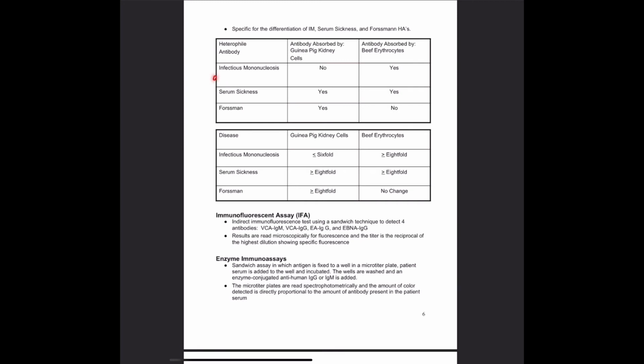So you guys need to study and memorize these 2 charts here and be able to answer questions based on these.